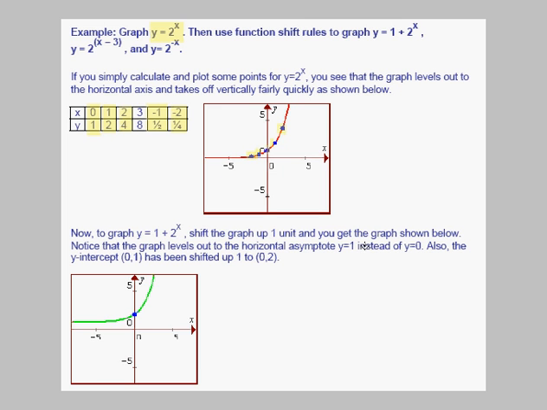Now, we can apply shift rules to this graph we just got. Let's say we want to graph y equals 1 plus 2 to the x. All we have to do is apply the shift rule of shifting our graph up 1. So we take all these points that we previously got and move them all up 1. Instead of the point 0, 1, we get the point 0, 2. Instead of the point 1, 2, we get the point 1, 3, which would be about right there. And we just take our graph that we had up here and shift it up 1 unit to get our new graph. We could also apply the left-right shift rules.